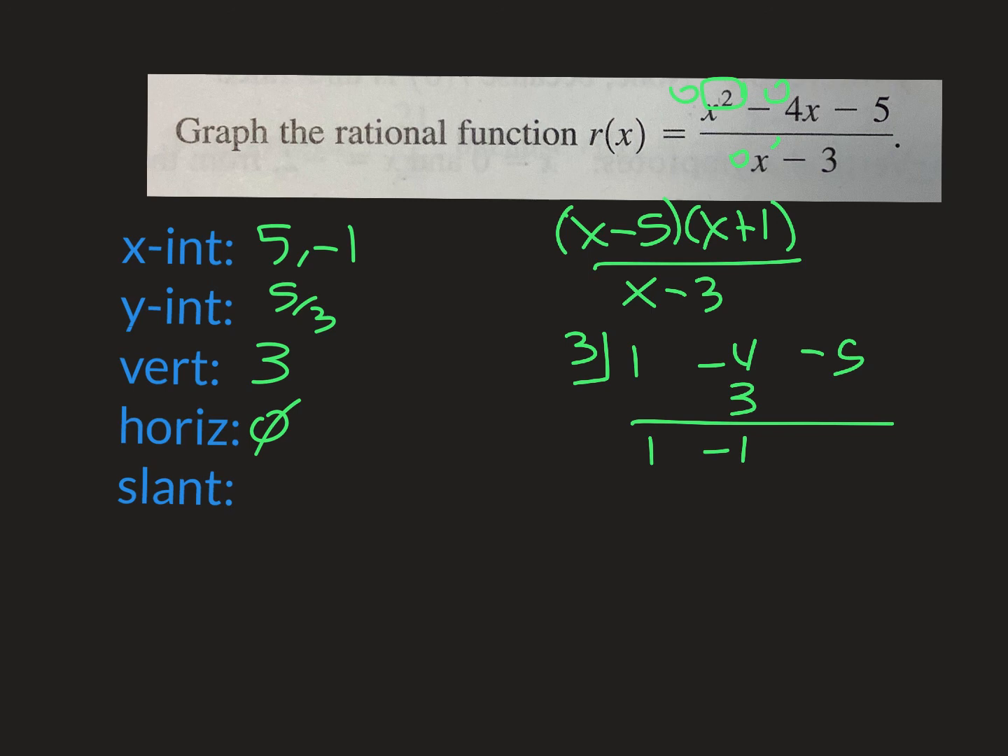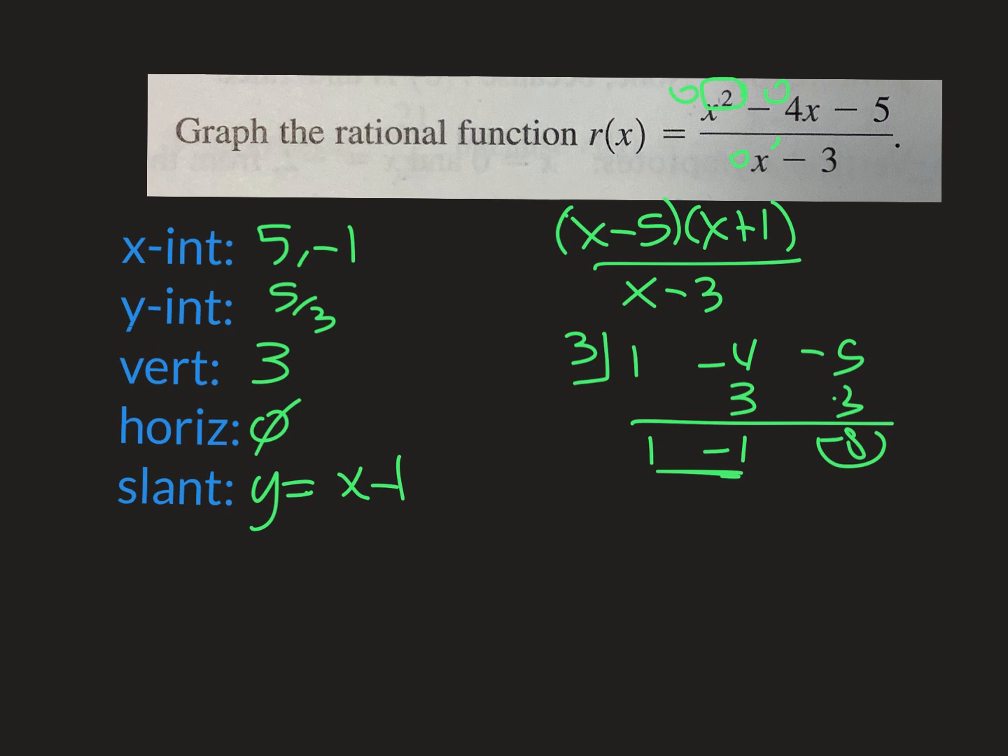Now, the remainder here is really meaningless. You do not need to worry about the remainder. If you did do the remainder, obviously you're going to get negative 8, but that's not going to be your slant asymptote. The slant asymptote is y equals your quotient. And your quotient here is x minus 1, from right there. That's your slant asymptote, that line, y equals x minus 1. That's what I'm going to draw, okay?